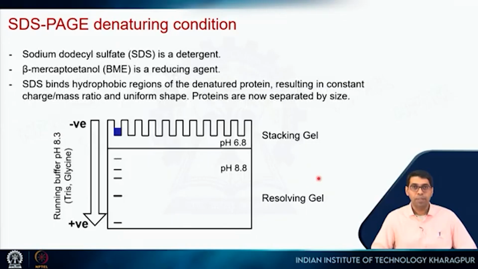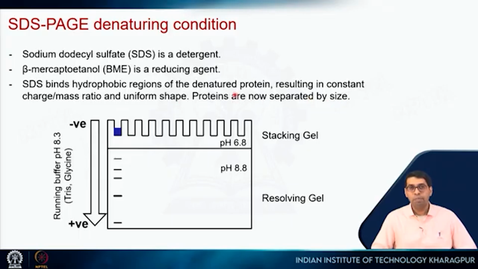So, what we have is sodium dodecyl sulfate, that is a detergent. You can also use beta mercaptoethanol or BME, which is the reducing agent. It will depend on your sample. If your protein has cysteines, you will add this. If it does not, then maybe you can skip it, right. SDS will bind to the hydrophobic region of the denatured protein, resulting in a constant charge to mass ratio and uniform shape, right. So, now proteins are separated by size.